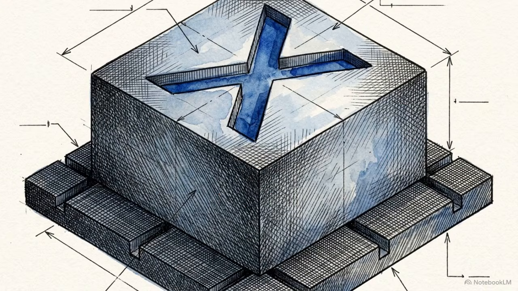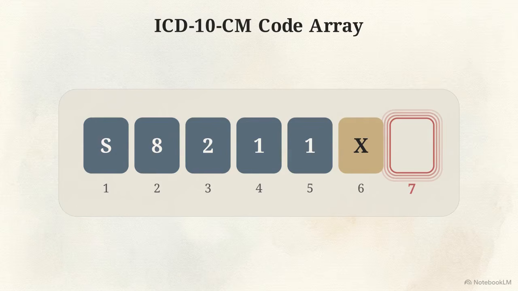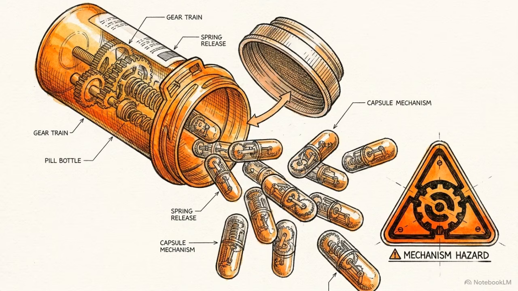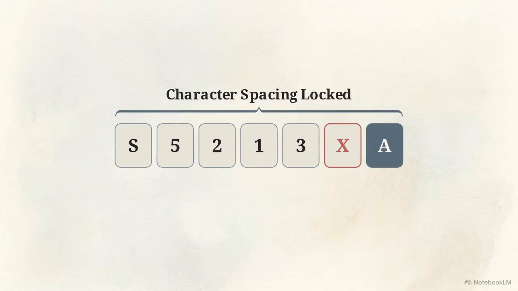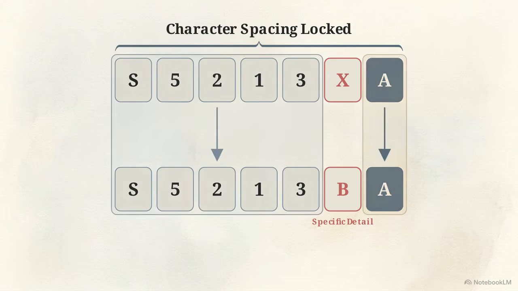The database designers built in a dedicated engineering solution for these instances, the placeholder character, X. The X functions as an inert structural spacer. It bridges the gap in the string, preserving the exact indexing of the data field, so the final character lands exactly where it belongs. You will rely on this placeholder bridge frequently when coding poisoning and adverse effects, found in categories T36 through T50. The X also serves a long-term architectural purpose. By locking the character spacing now, the WHO can add new, highly specific sixth characters in the future without altering the foundational syntax of legacy records.